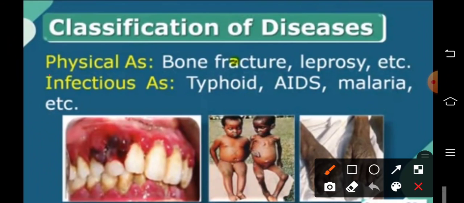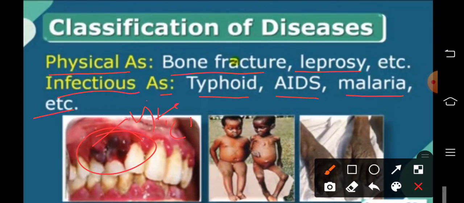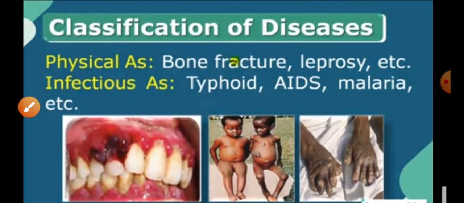Classification of the disease: physical. What is physical? Bone fracture. Leprosy is also a physical factor. Infectious, such as typhoid, AIDS, malaria, etc. Here you can see this is scurvy, and this is due to the deficiency of vitamin C. This pigeon-like rib bone is due to the deficiency of protein and carbohydrate. This is the marasmus disease. And this diagram is the leprosy diagram, in which you can see how the hands and fingers are affected.